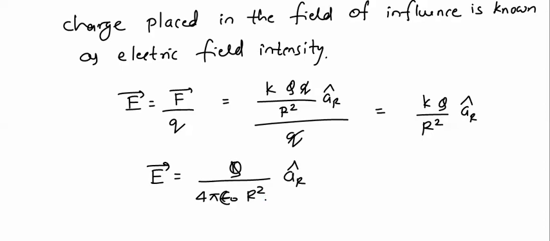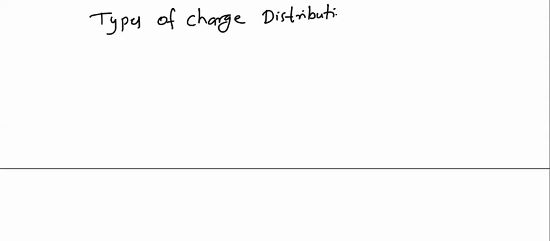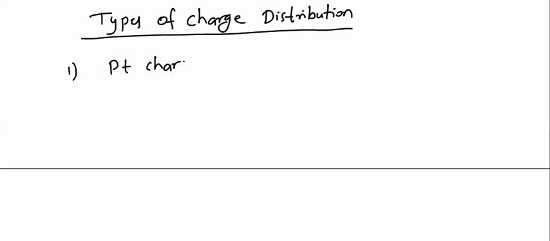Now there are different charge distributions. So, types of charge distribution. We have basically four types of charge distribution. First is point charge, which we have already seen. For a point charge, the charge is very small.